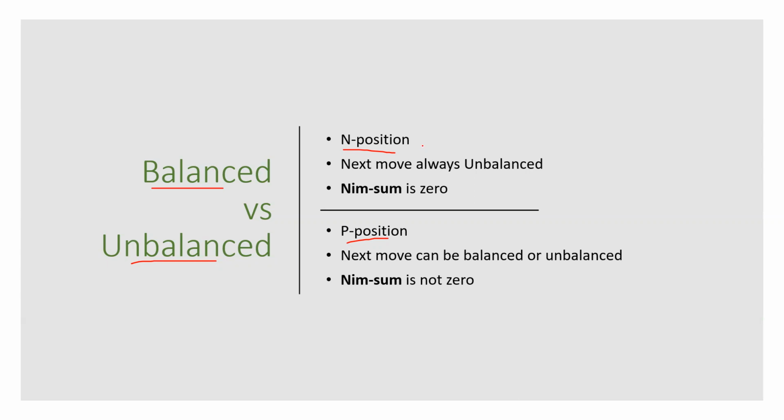The next point is mathematically proven: if the game is balanced, the next move will always lead the game to be unbalanced. This is mathematically proven and it's always true. But when the game is unbalanced, it can either lead to a balanced or an unbalanced game. I will not go through the mathematics of this in this presentation. It is well explained in the report.